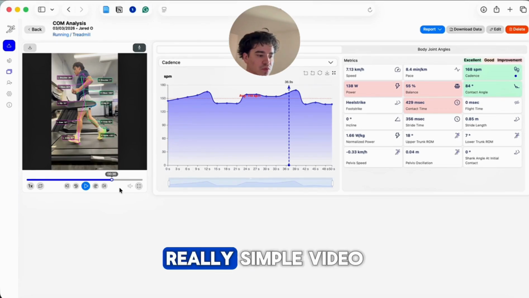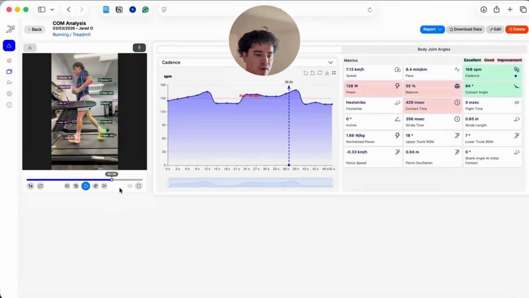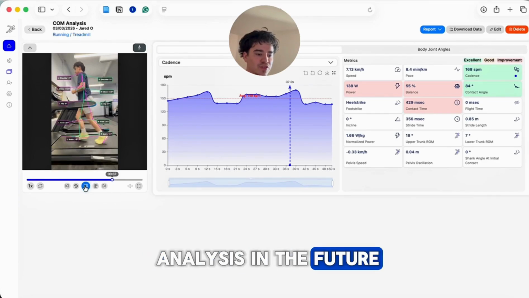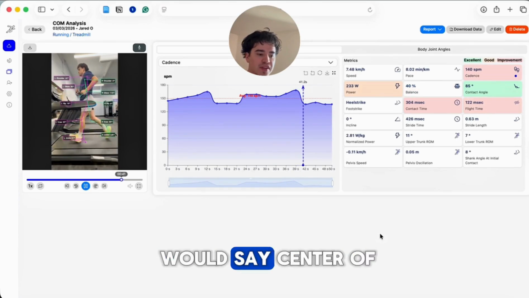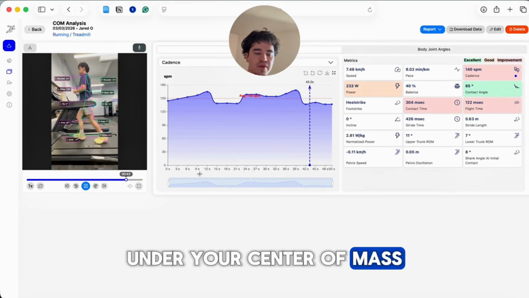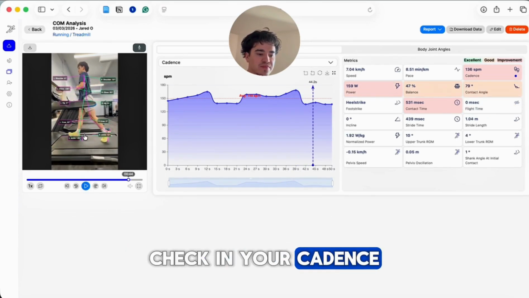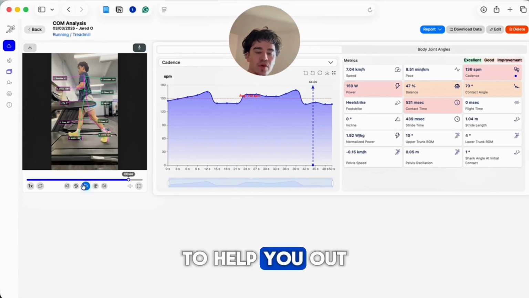So really simple video, really simple fix. Probably do more gait analysis in the future as well. So big takeaways, I would say: center of mass, right under your center of mass, checking your cadence, and use AiKYNETIX to help you out.